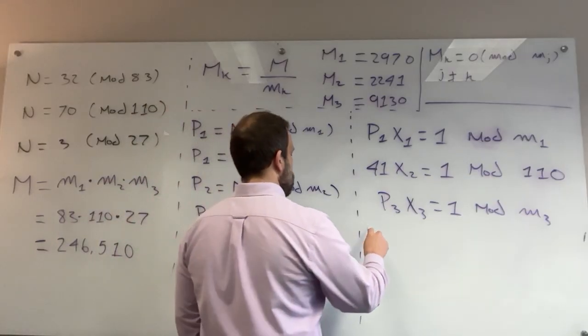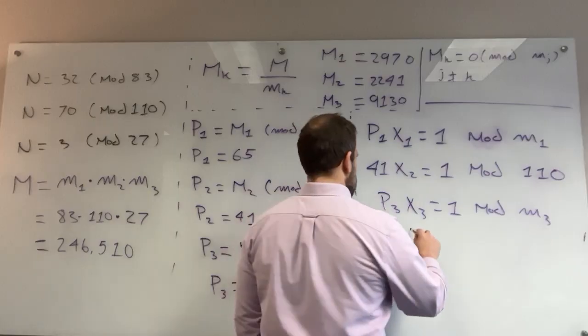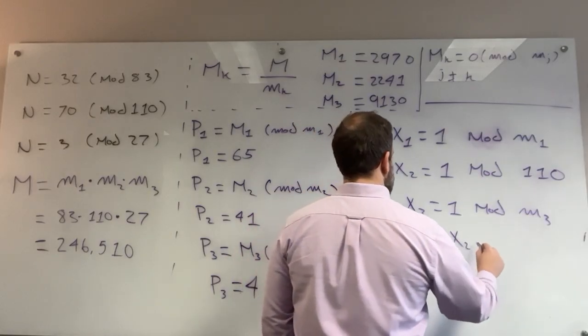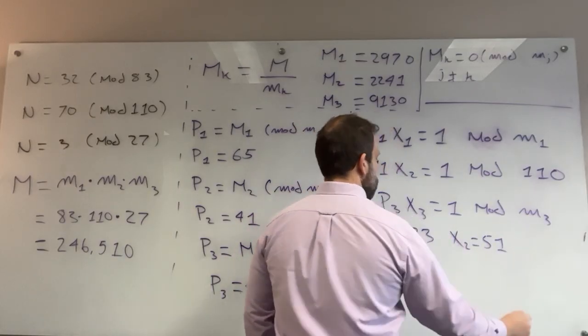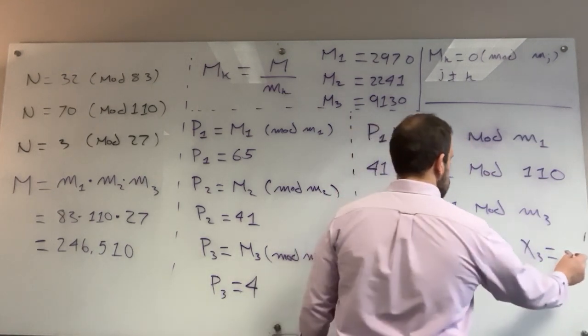So x1 is equal to 23, x2 is equal to 51, and then x3 is equal to 7.